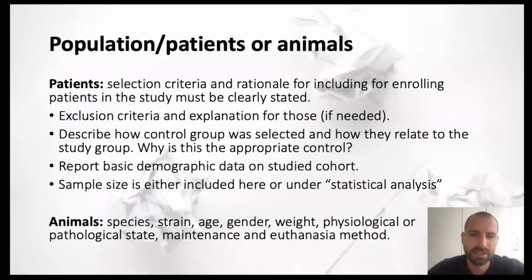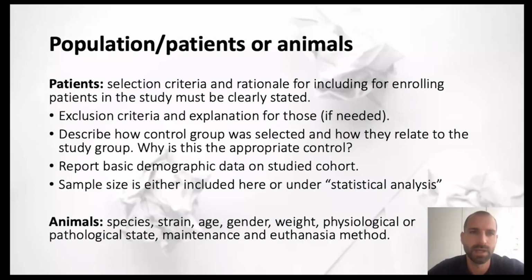Please describe in detail and carefully your patient population or your animals in terms of selection criteria and the rationale for including this specific cohort of patients or animals. Exclusion criteria should be described and, if necessary, explained. It is helpful for reviewers and readers if you detail how you chose your control group versus your interventional group.